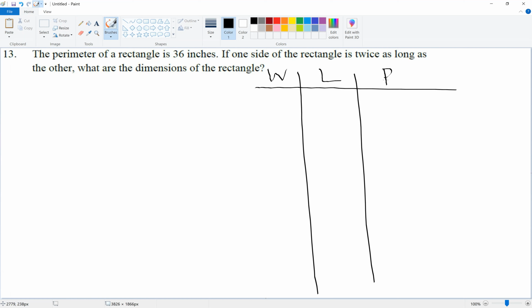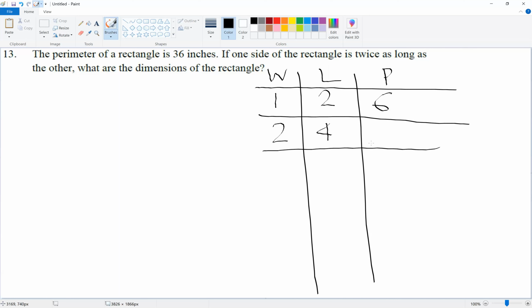Okay, here is my method. It's one of the methods. If the width is 1, length has to be 2, right? Correct? Yeah. What is the perimeter if I have a rectangle with sides 1 and 2? That would be 6. If this is 2, this would be 4, and this would be 12. Correct? Yeah. Do you see what happened?